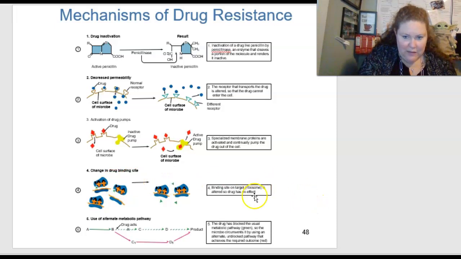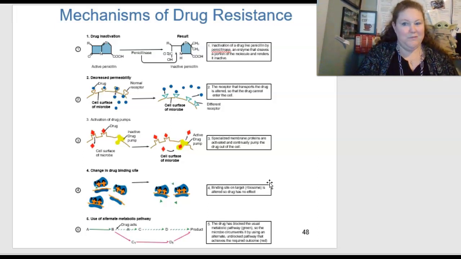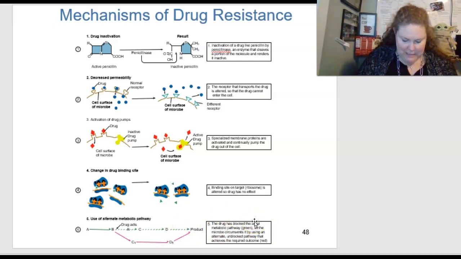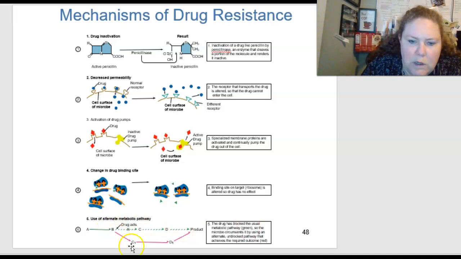And so the binding site on the target is no longer the ribosome, for instance, and it's altered so the drug no longer can take effect. And then the last one is the use of an alternative metabolic pathway. So you can see instead of going straight, it jumps down here, right? And so this drug has blocked the usual metabolic pathway, which is green, that top one. And so the microbe circumvents it and gets around it by using an alternative unblocked pathway that achieves the required outcome, which would be the red workaround there.